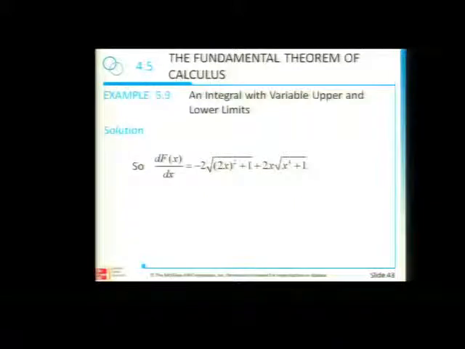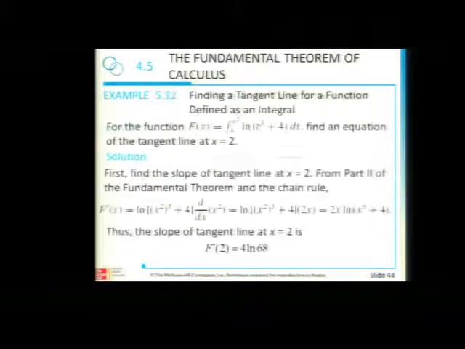So if the limits are not constant and they are not x, we can apply this technique. Maybe split the integral into 2. At the same time, we can make use of the chain rule to solve the problem. All right? No problem at all.